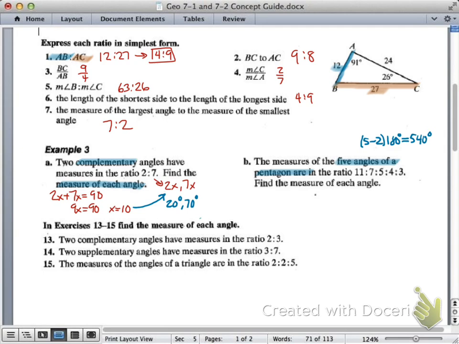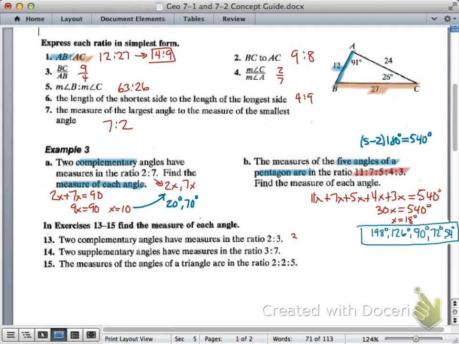So we're going to use the ratio that's given, 11 to 7 to 5 to 4 to 3, to write this equation, 11x plus 7x plus 5x plus 4x plus 3x equals the sum, 540. Solve the equation. X ends up equaling 18. Is that the answer? No. It asks us to find the measure of the angle. But plug that in, 11 times 18, 7 times 18, etc., and you get these 5 angles.